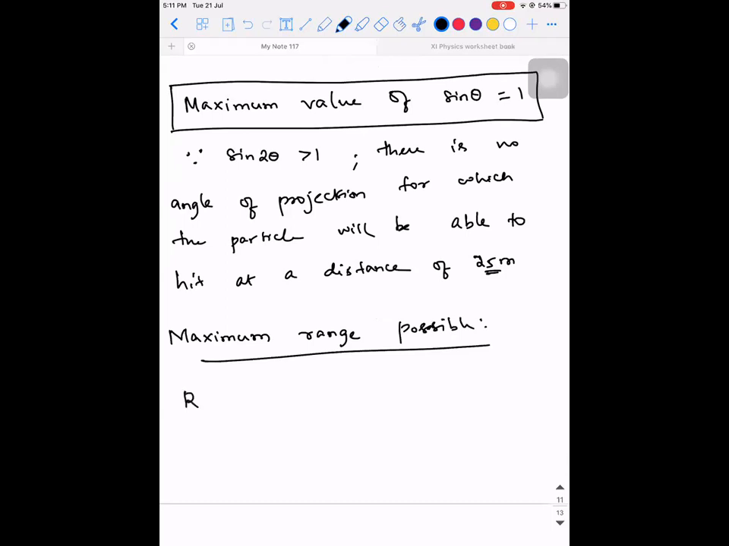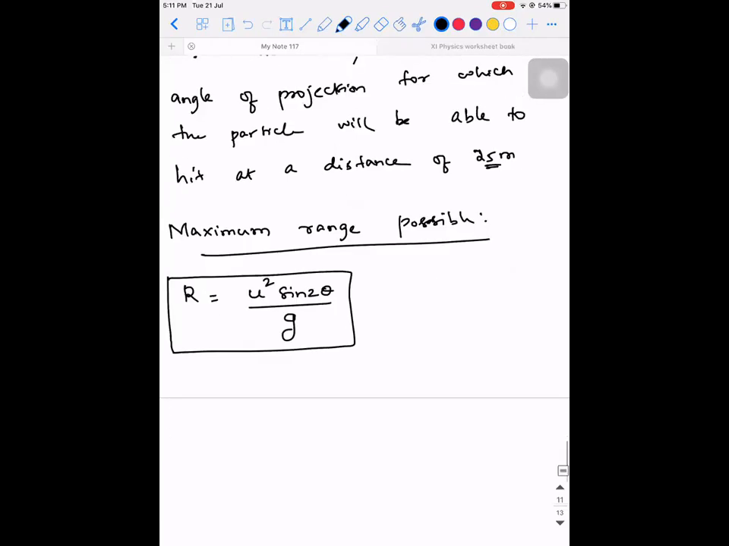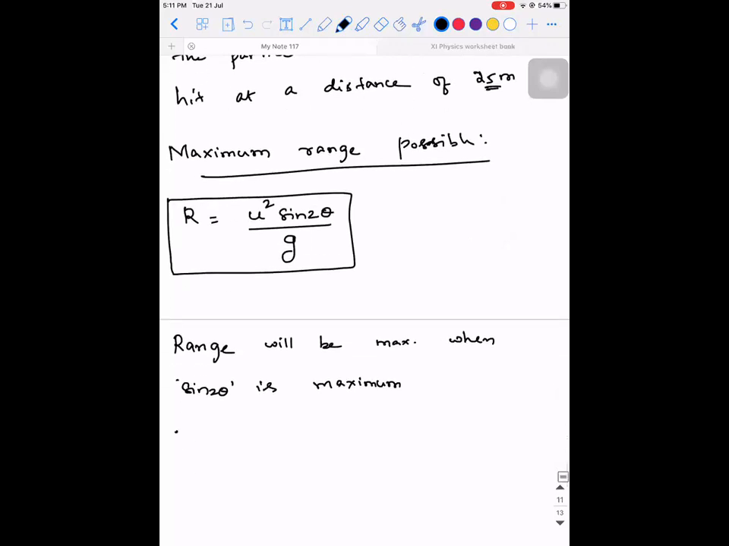Okay. So R is equal to U square. What is the formula? R is equal to U square sine 2 theta divided by G. This is the formula for range. Now who is going to decide the maximum range? So range will be maximum when sine 2 theta is maximum, right? So what is the maximum value of sine theta? 1. Since maximum value of sine 2 theta is equal to 1, so what angle of sine will give you 1?